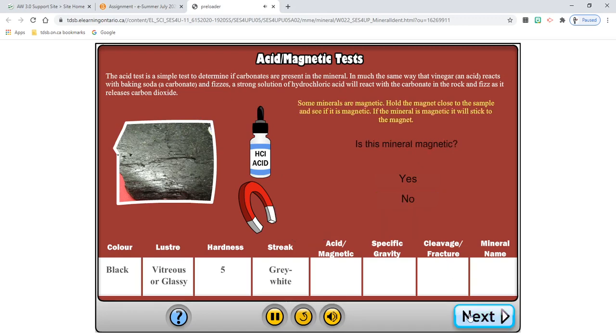Some minerals are magnetic. Hold the magnet close to the sample and see if it is magnetic. If the mineral is magnetic, it will stick to the magnet. Is this mineral magnetic? Click on the answer to record your results.